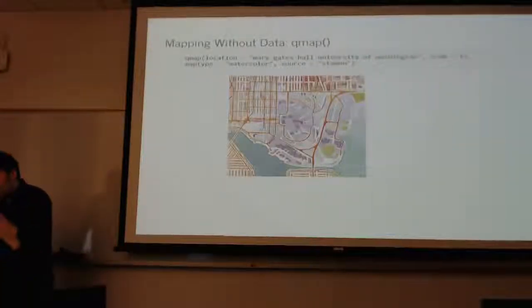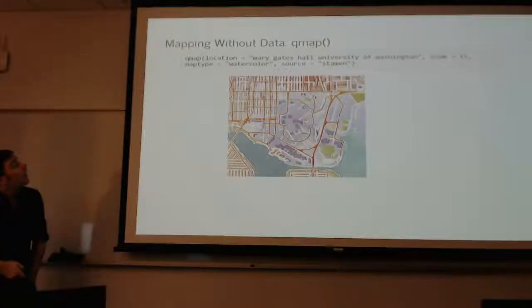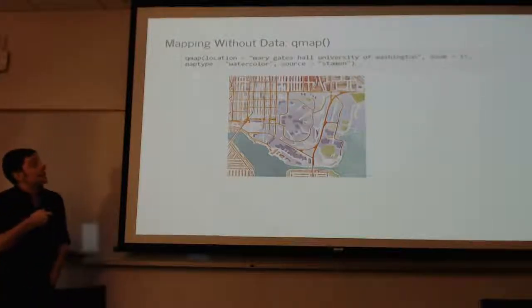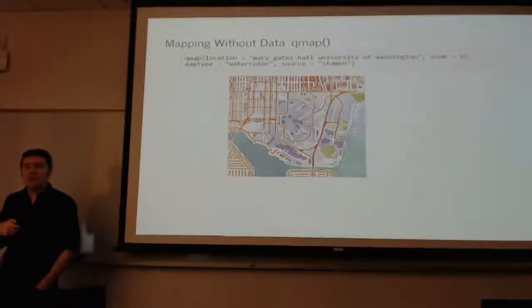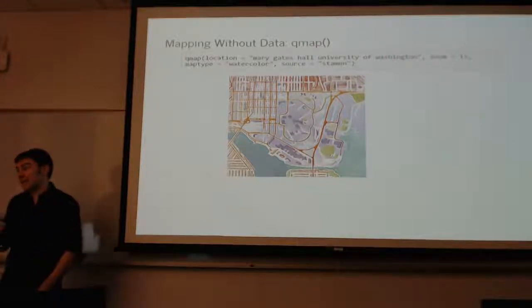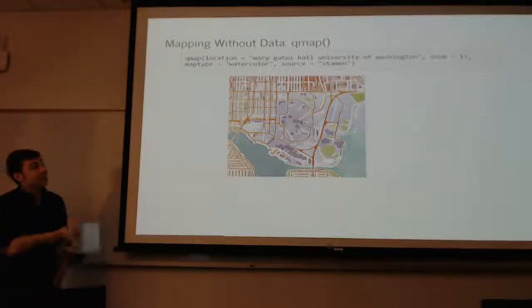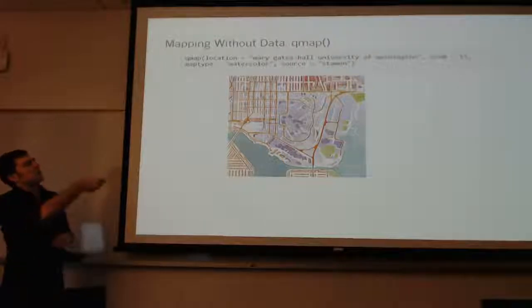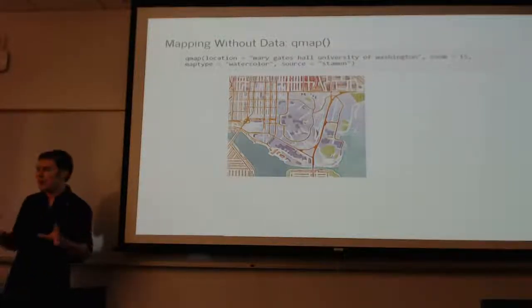Okay. So you can also do mapping without any data at all. What I've done here is I've used the qmap function again, but then I've just given it a location. And the location I've given it is basically a Google query. I said location, Mary Gates Hall, University of Washington, as if you might type in the Google search bar. I've said zoom equals 15, and that was something I just sort of tested to get it to focus more or less on the University of Washington. Chose Mary Gates Hall because it's pretty central to campus.